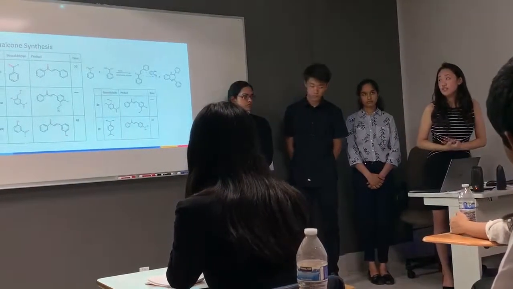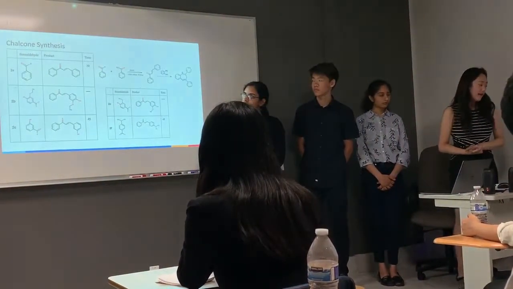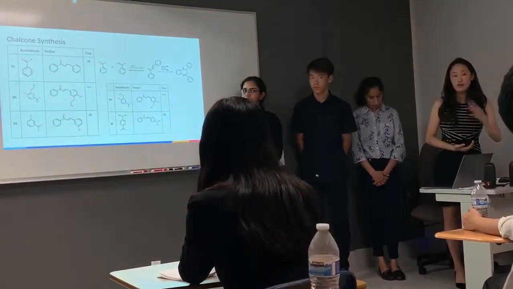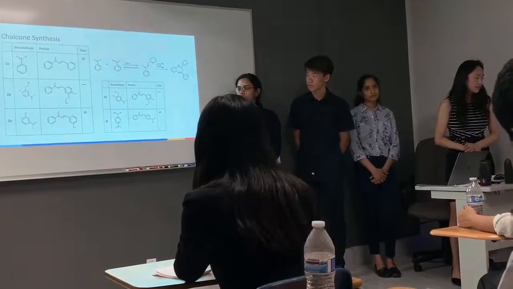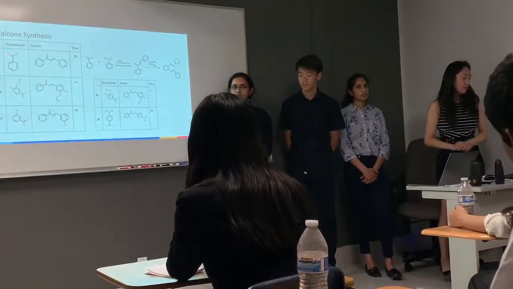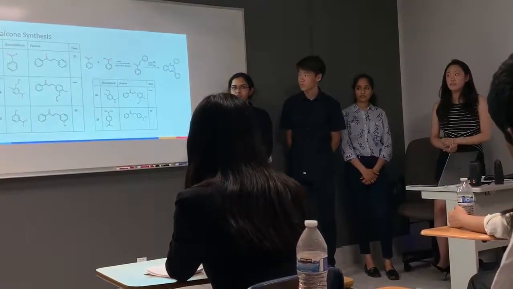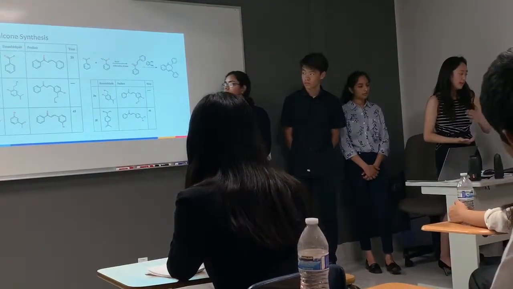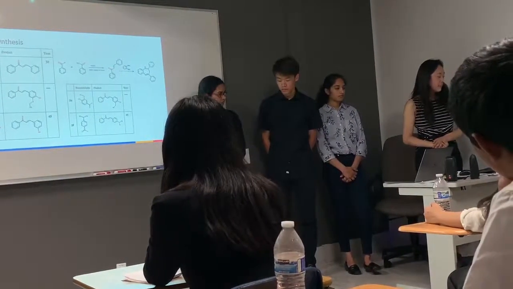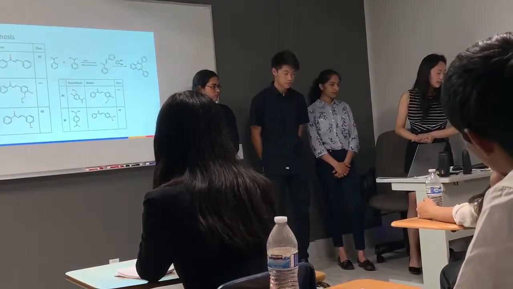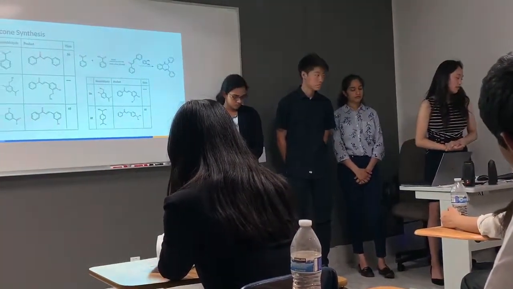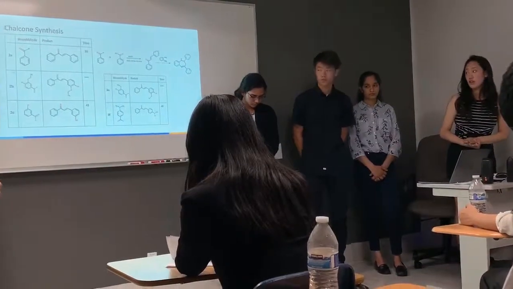Chalcone 2A was synthesized successfully. However, after the reaction was complete, we realized that our product contained excess starting material. So that required further purification. After we got that, the resulting product was a pale yellow solid. Compound 2C was synthesized successfully too in good yield, and we ran into no issues with synthesizing compound 2C, and the resulting product was also a pale yellow solid.